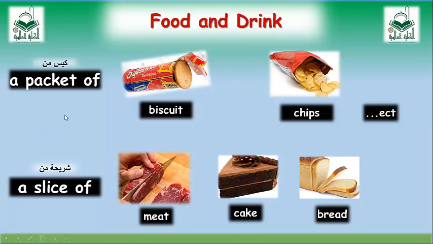So we use these words, I mean containers or quantifiers, to count the items of food, to make the uncountable easy to say. For example, I want 2 cups of tea, I want 2 cups of coffee, I want 2 bottles of water. Don't say I want 2 waters. So we use these words in this way.